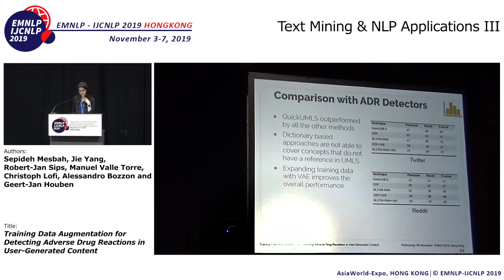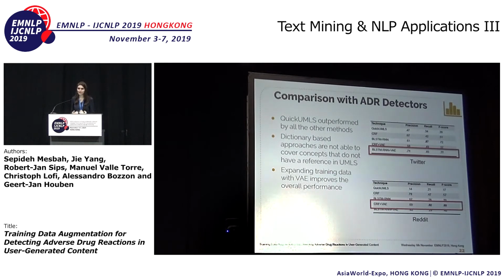As we can see in the tables, when we compared with other ADR detectors, the dictionary-based approaches don't perform well, so they are outperformed by the other techniques, which of course shows that they are not able to detect terms out of the vocabulary. And as we can see, by adding the variational autoencoder to the sequence tagger, whether it's CRF or BLSTM RNN, we can increase the overall performance of the system.